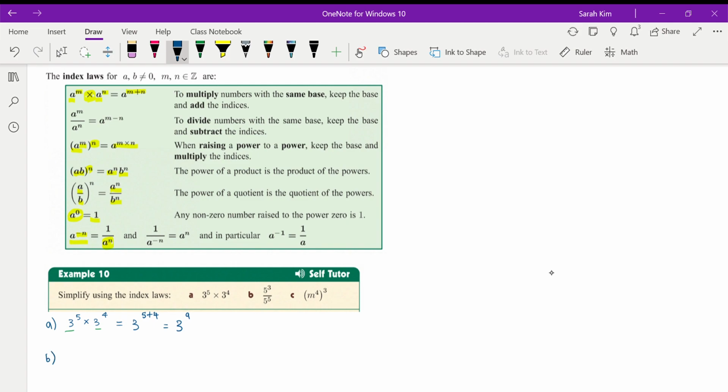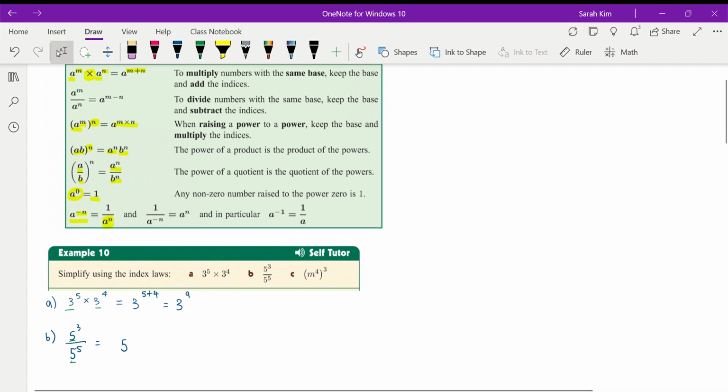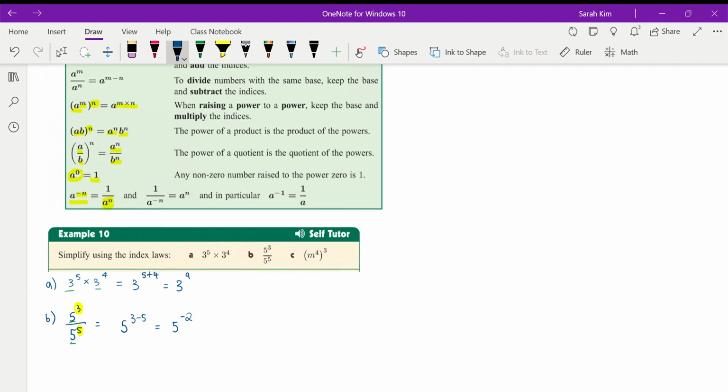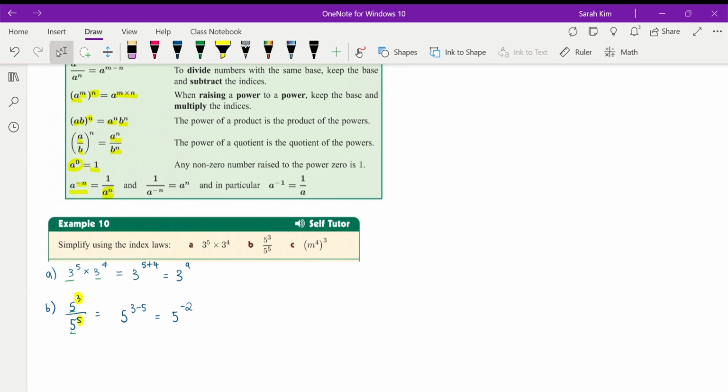Alright, let's do B, 5 to the power of 3 divided by 5 to the power of 5. As you can see, the base is the same, so you can subtract the powers. Now be really careful, you write the base, but you always go from the top one take the bottom one. So your order has to be 3 take 5, meaning you get 5 to the power of minus 2. So do not accidentally do 5 take 3 for that one. Always has to be top take the bottom one.